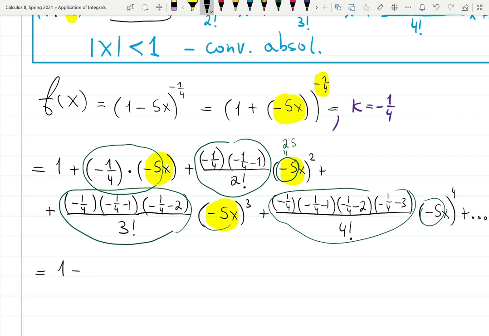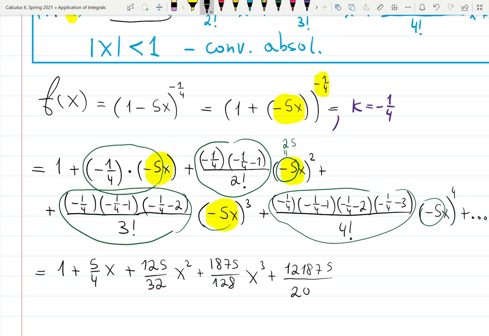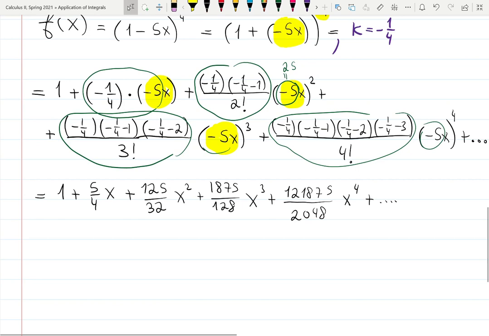That's going to be 1 plus 5/4 x plus 125 over 32 x squared plus 1875 over 128 x cubed plus 1875 over 2048 x to the 4. Are you impressed? I'm doing it in my mind. Super impressive, right?